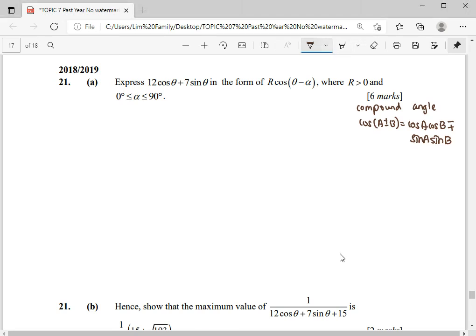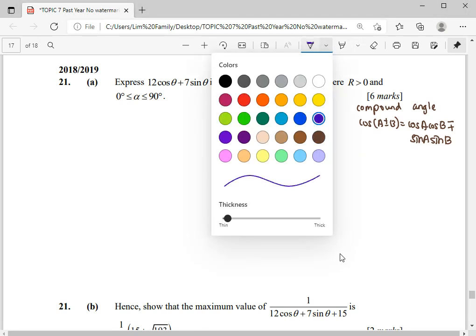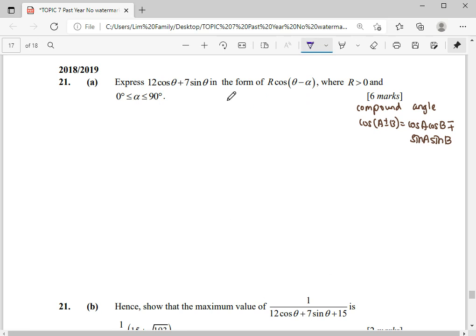So for question 21, we say, please express this 12 cos theta plus 7 sin theta in the form of R compound angle. What's meant by compound angle? You can see in the bracket, the angle is in operation plus or minus. So that's what we mean by compound angle.